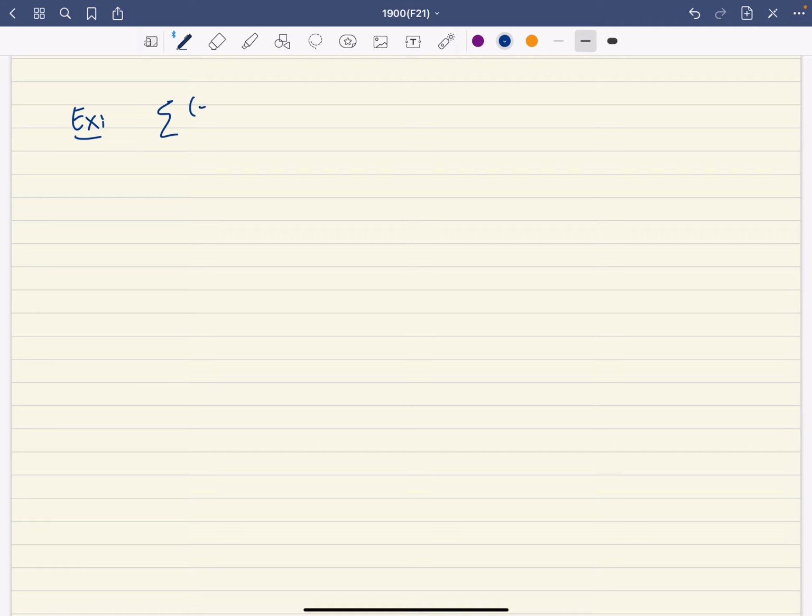Let's look at the sum of (-1)^n times n, all over 5^n. And let's look at the sum as n goes from, say, 1 to infinity. Doesn't matter if it's 1 to infinity or 0 to infinity. What we can do here is actually use the ratio or the root test. If you find one easier than the other, that's totally fine. I want to do the root test just to emphasize one thing here. The ratio test is just as easy.